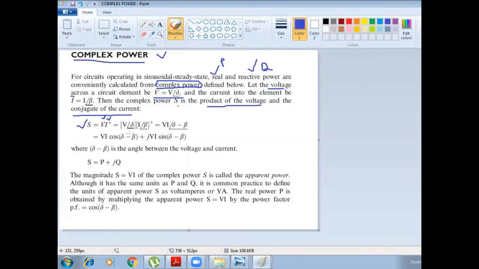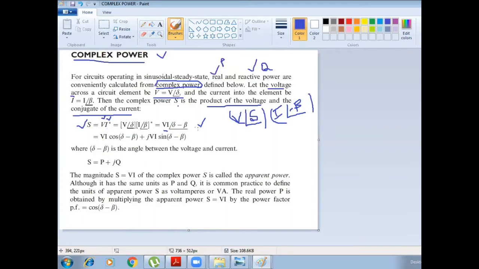Here the voltage is given by V at an angle delta, and the complex conjugate of the current, I at an angle beta, we can write as I at an angle minus beta. So these two have to be multiplied. As these are in polar form, the magnitudes are multiplied, V multiplied by I, and the angles will be delta minus beta. So complex power equals VI at an angle delta minus beta. So it is in polar form.